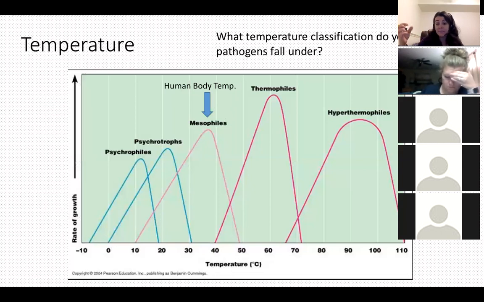But it's still there. And so when we're trying to determine whether a bacterium is a psychrophile, mesophile, thermophile, or hyperthermophile, we're looking at their optimal growth conditions. Not can they grow when it's cold or when it's hotter, but what temperature do they grow at best? Again, which is why most pathogens are going to be mesophiles, because they like to grow in us and they grow best right around our temperature.